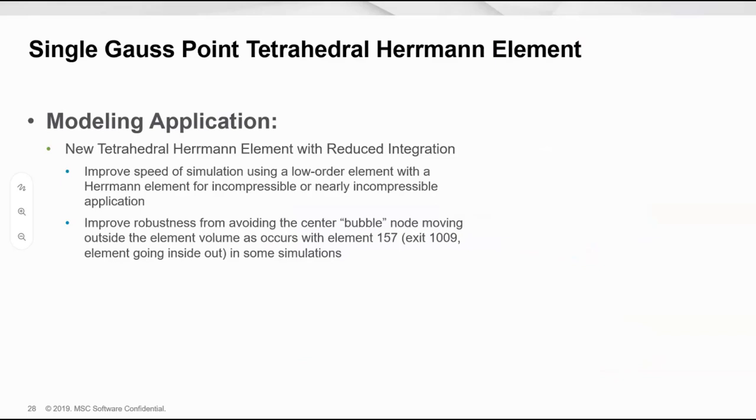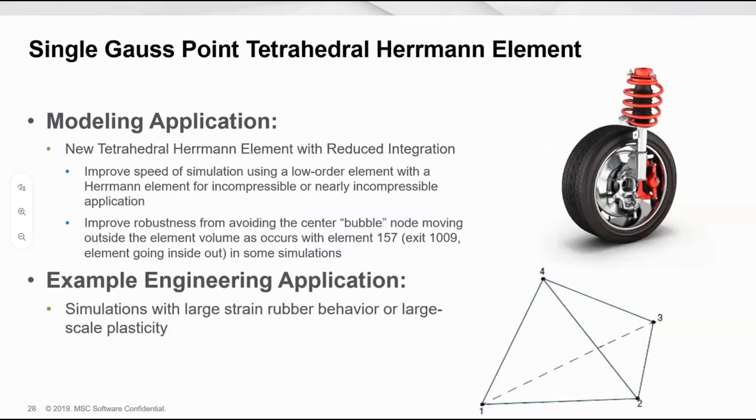So when you use the lower order element, besides the speed improvement, you also see improved robustness, because that center bubble node sometimes moves outside the element with the full integration element. And that can cause exit 1009 error, the element going inside out in some simulations. So the single Gauss point element eliminates that problem for you. The applications for this element would be in any simulation with large strain rubber behavior or large scale plasticity, usually manufacturing, forming, and rubber elastomer type of applications.